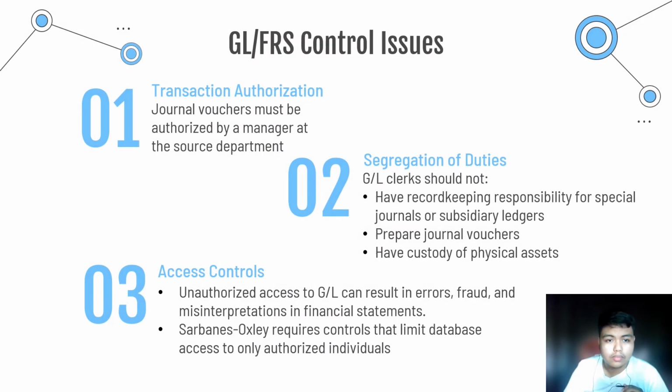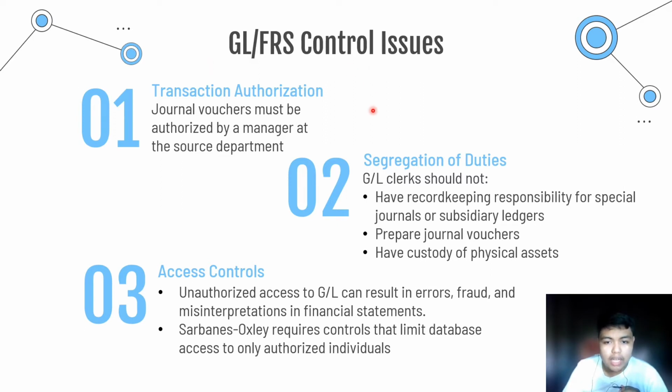And now, those potential risks will result in financial reporting system control issues. So first one is transaction authorization. Journal vouchers must be authorized by a manager at the source department. So yan yung sinasabi ko kanina, dapat authorized yung journal vouchers bago siya i-post sa general ledger.